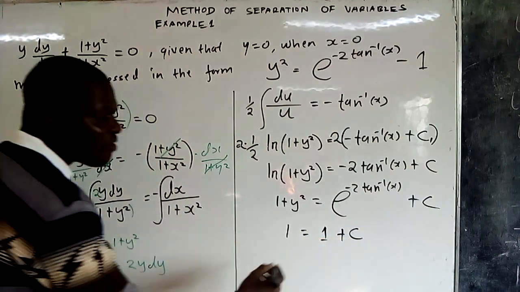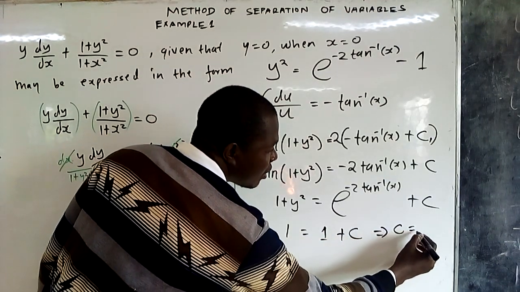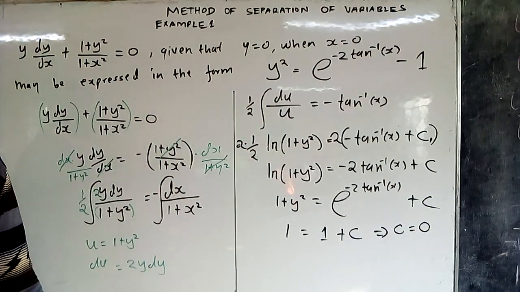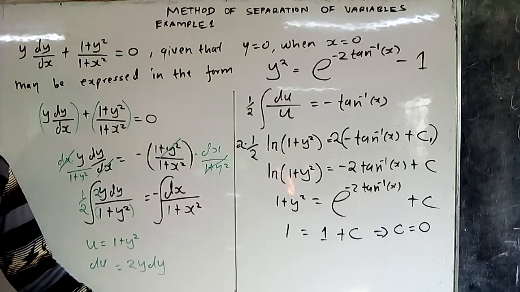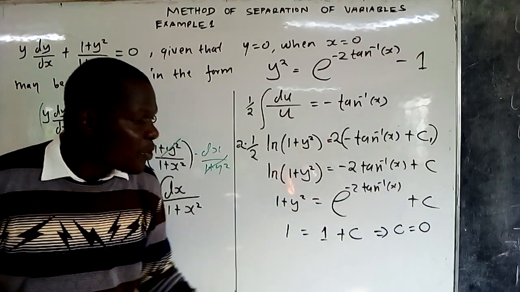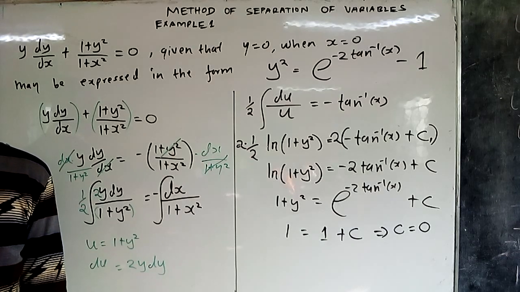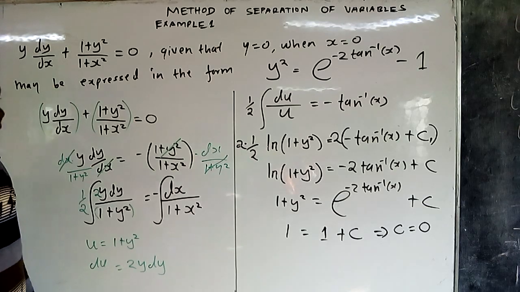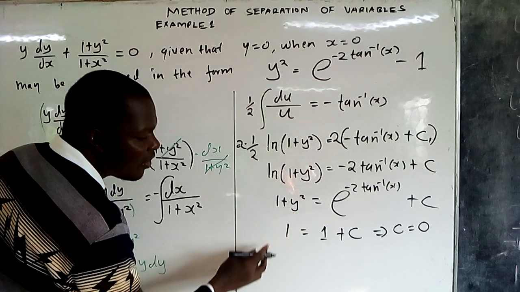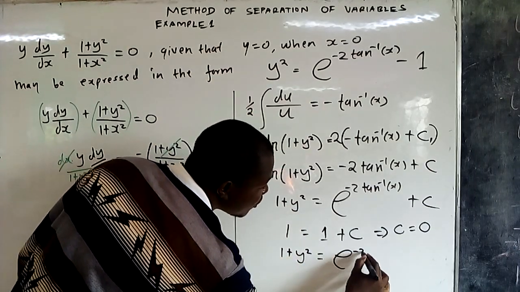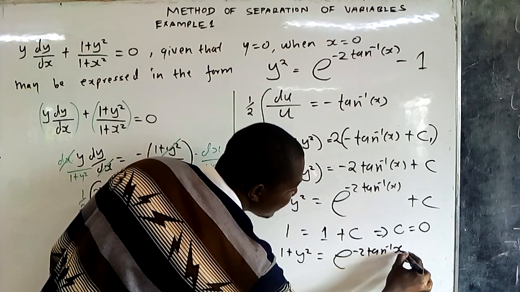Exponential 0 is 1 plus c. So what is the value of c? The value of c is 0. So where there is c, we put 0. Is that well understood? Having done that, if you put 0 where c is, you remain with 1 plus y squared equals exponential negative 2 tan inverse of x.